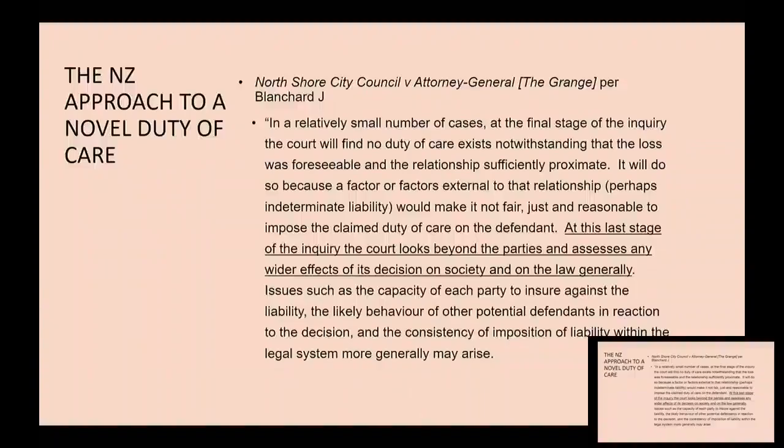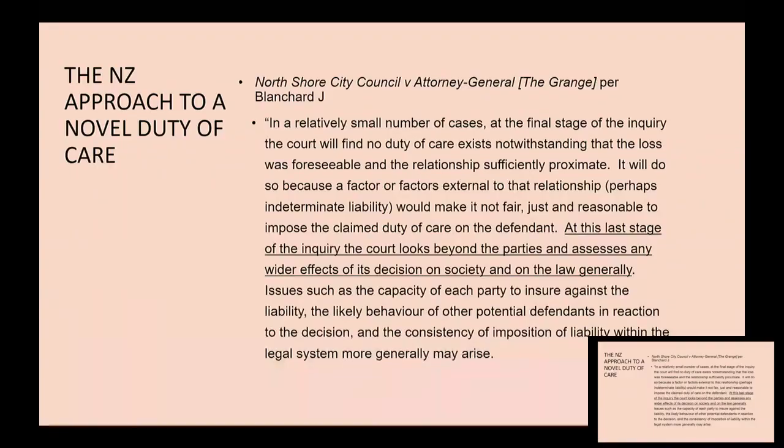And he then moves on to the external questions, okay? So you go through foreseeability, proximity, and then you get to external questions. And in a small number of cases, the court will find no duty of care exists, notwithstanding that the loss was foreseeable and the relationship sufficiently proximate. It does so because a factor or factors external to that relationship would make it not fair, just and reasonable to impose the claimed duty of care on the defendant. So this is when the court looks beyond the parties and assesses the wider effects of the decision on society and on the law generally.